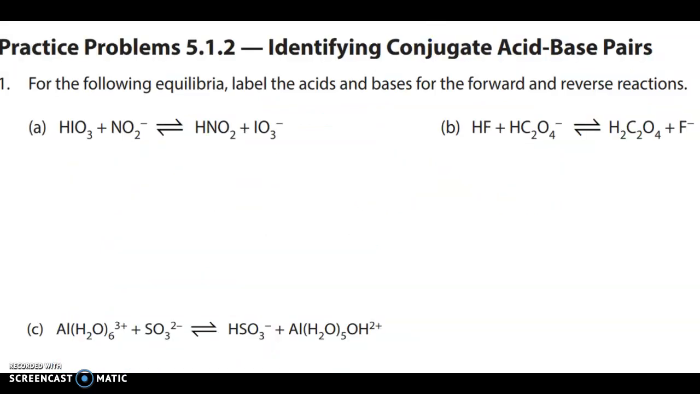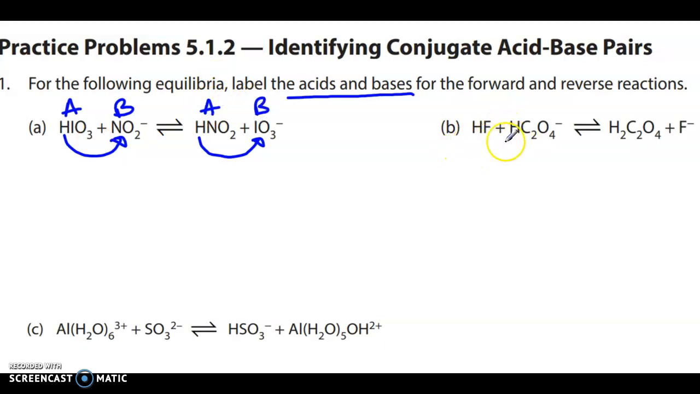Right, so if we take a look here, we have to identify, label the acids and bases for the reverse and forward reactions. Right, so this is going to be pretty easy to tell because you're going to track what's going on the product side. So here, this is very straightforward because it's the only one that has hydrogen. So we know this is going to be our acid. This is going to be my base. If this were to go in the reverse, the hydrogen is going to go back onto the IO3. So this would be my acid. This would be my base, right?